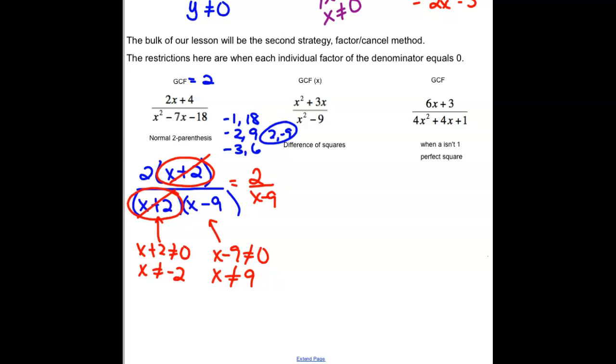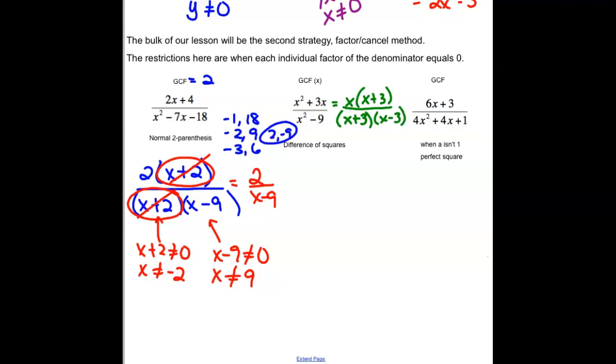All right, looking at our second one, we have a common GCF here on the numerator of an x, so if we factor that out, we have x plus 3 left. Looking at the denominator, we have a difference of squares pattern. x squared minus 9 would factor into x plus 3 and x minus 3.